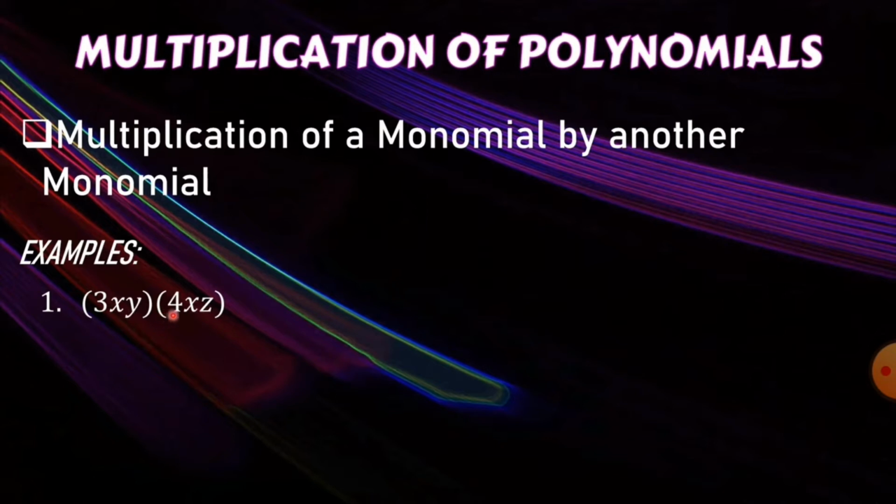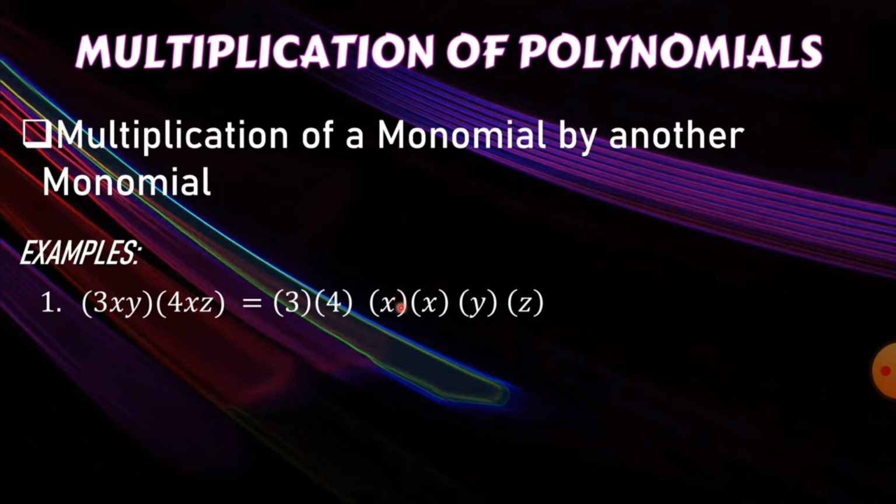Again, first we have to multiply the numerical coefficient and the literal coefficient. So multiply 3 and 4. And then for the literal coefficient, when you multiply, you simply add the exponents of the variable. Okay? So 3 times 4 becomes 12. Then for the x, there are two x's, so just add the exponents.